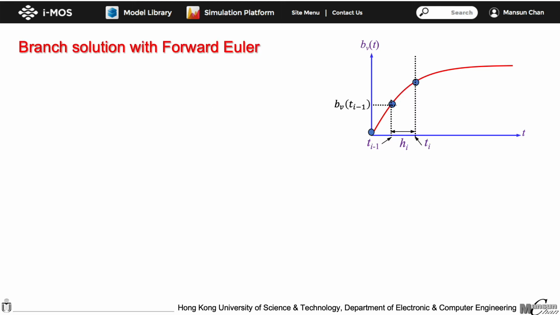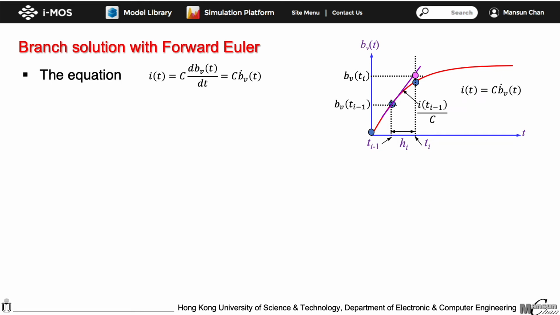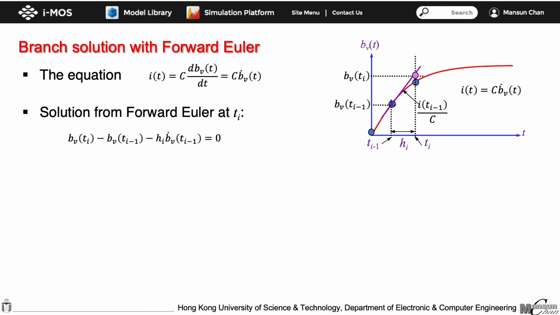After describing the approach to find the solution of the differential equations, we will apply them to find the branch current. We will start from the forward Euler method. From the branch equations given here, we will apply the forward Euler equations. As the time derivative of the branch voltage is equal to the branch current divided by the capacitance, we replace the time derivative with the current.